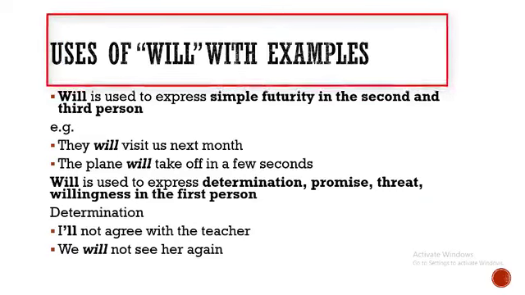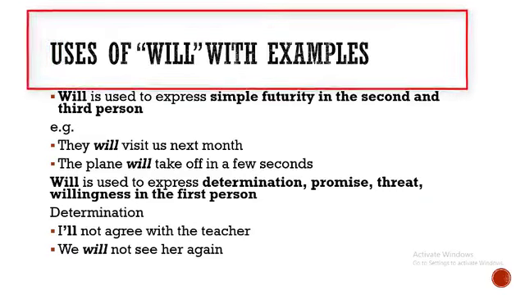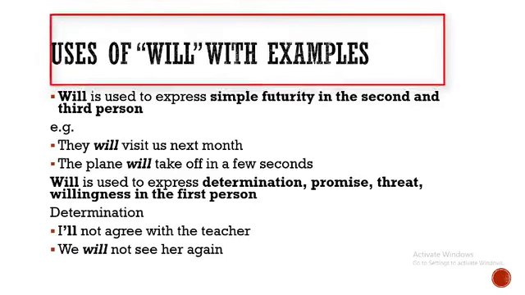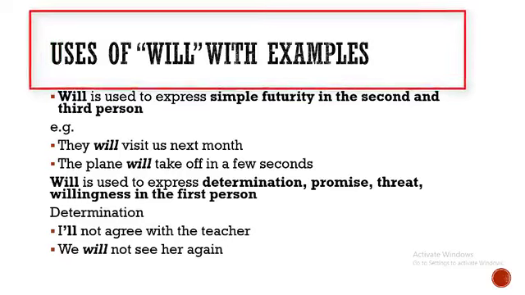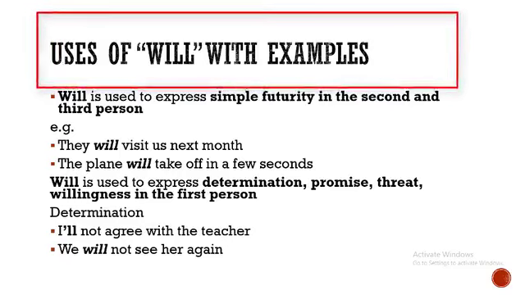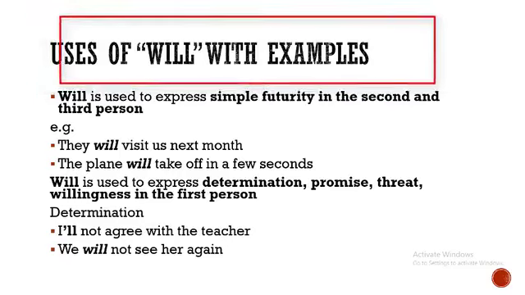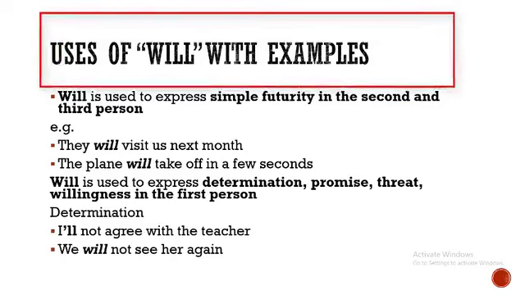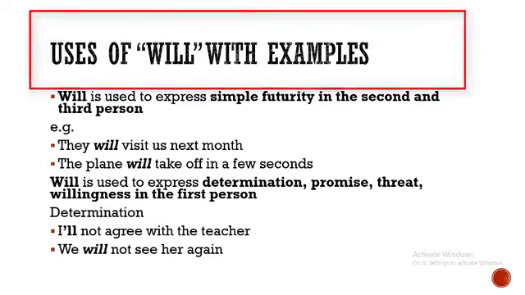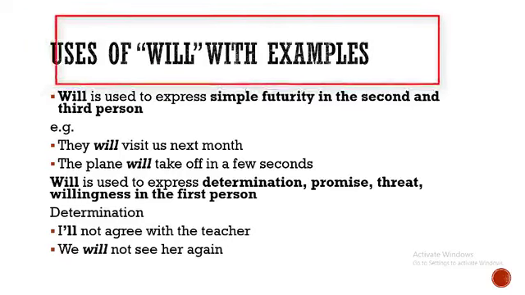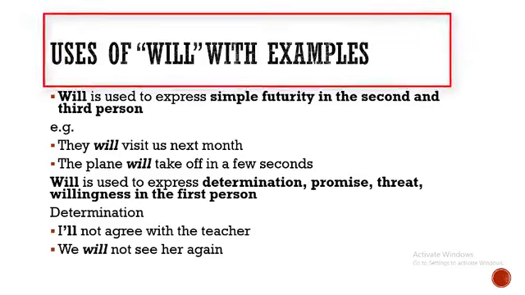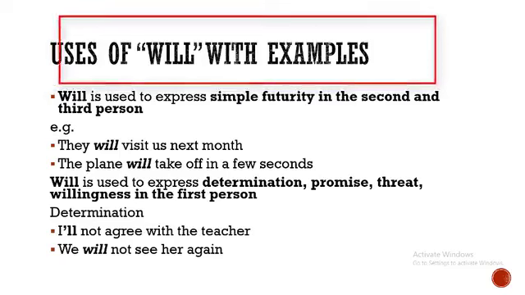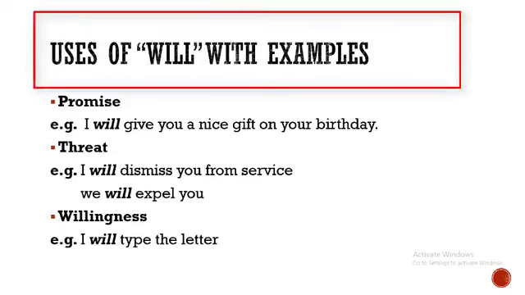So let's look at examples. They will visit us next month. That's showing futurity. The plane will take off in a few seconds. That's futurity. But when we are saying determination, I will not agree with the teacher. That's your determination. You are not denoting futurity, you are denoting what is called determination.